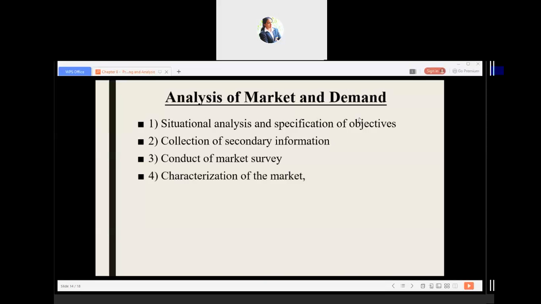Now, to speak regarding characterization of the market, based on the information gathered from secondary sources and through the market survey, the market for the product or services can be analyzed in 6 to 7 types. The first one is effective demand in the past and the present.